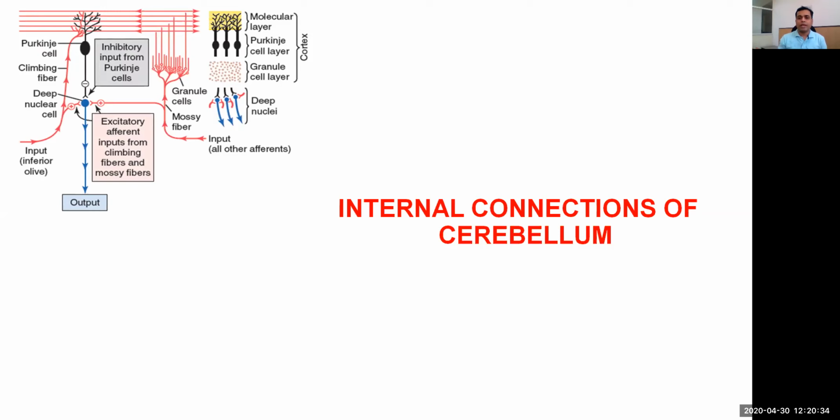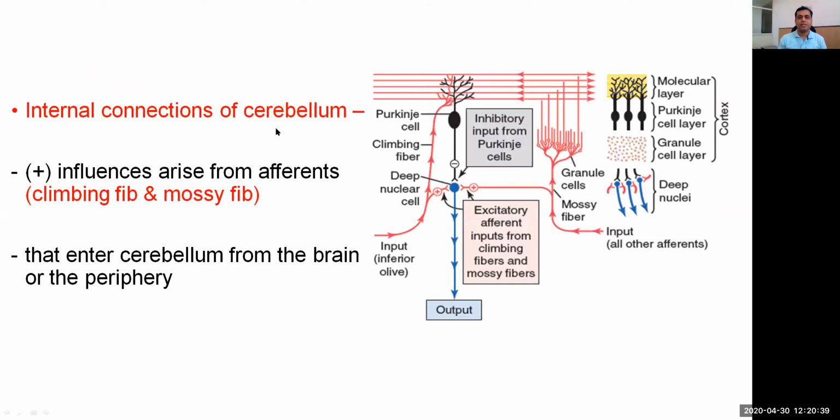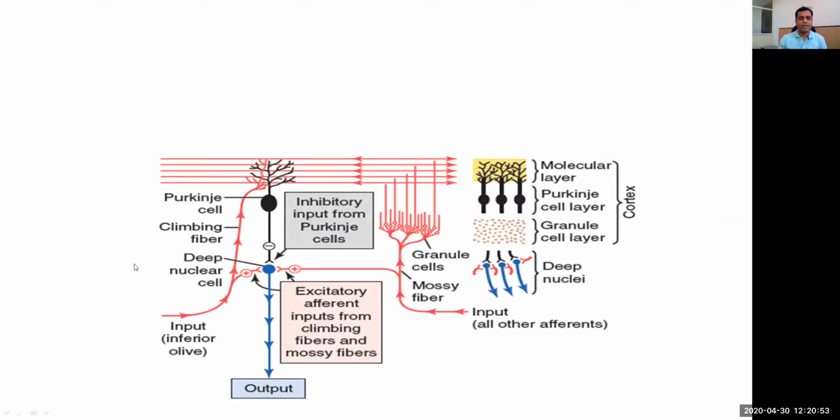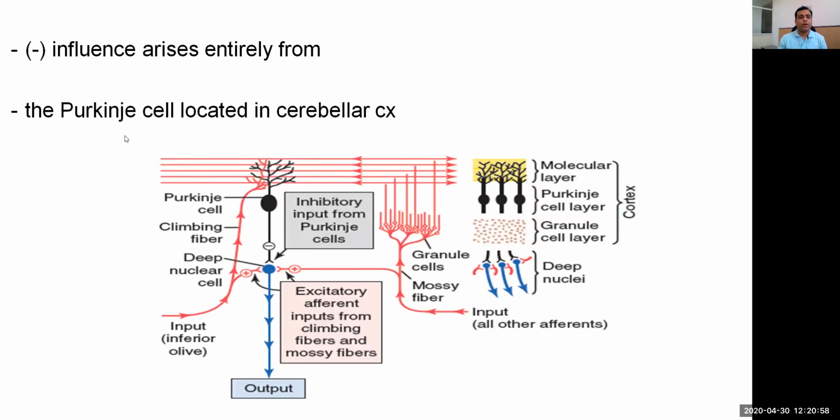After this, it's now time to discuss various internal connections of the cerebellum. Facilitatory influences arise from two sets of fibers, the climbing fiber, as we can see here, and the mossy fiber, that enter the cerebellum from the brain or the periphery. Inhibitory influence arises entirely from the Purkinje cell, which is located in the cerebellar cortex. This is the Purkinje cell, which is giving rise to inhibitory influences on the deep cerebellar nuclei.